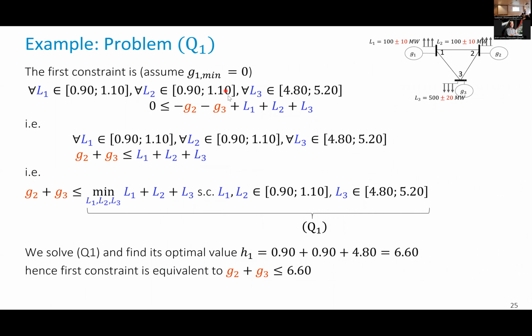So if I look at one of the constraints, not the one I said, just another one, for example, the constraint on the slack bus power here, the first constraint is that it should be non-negative. Then we see this constraint here that must be true for all L1, L2, L3, which is the same as that. So it means G2 plus G3 must be less than that. So here I have an optimization problem Q1 to solve with respect to L1, L2, L3. I solve it. Here it's not very difficult. I find the value of 6.6. So here is my constraint, G2 plus G3 less than 6.6.